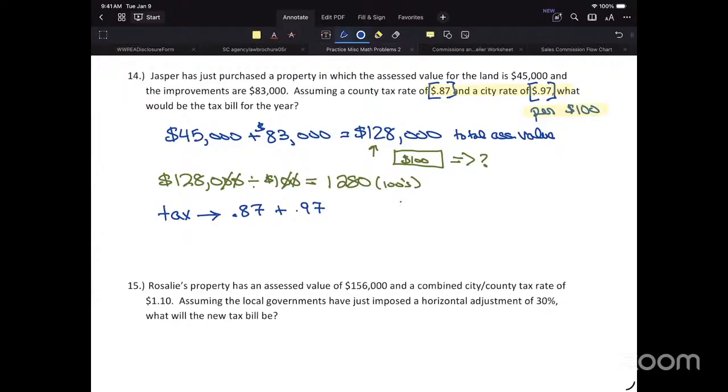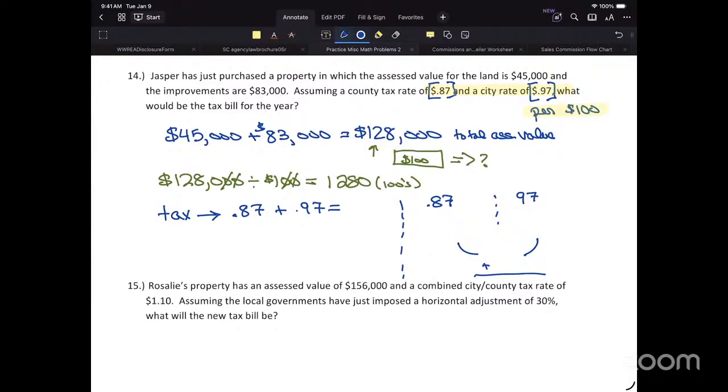So they got two options here, guys. I would have added it together, but you could figure out the 87 cents and then figure out the 97 cents. And then whatever you get from those two answers, you add them together. Either way would work. They will give you the same answer.